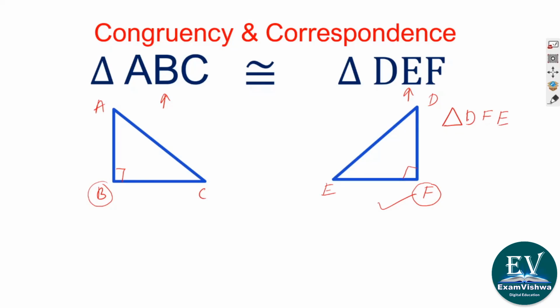Are you getting it? Naming the congruent triangle is having utmost importance, and it should have utmost accuracy. Otherwise, everything will go wrong. So keep it in your mind. It is not like simple three letters written in any order. It should be in proper correspondence.